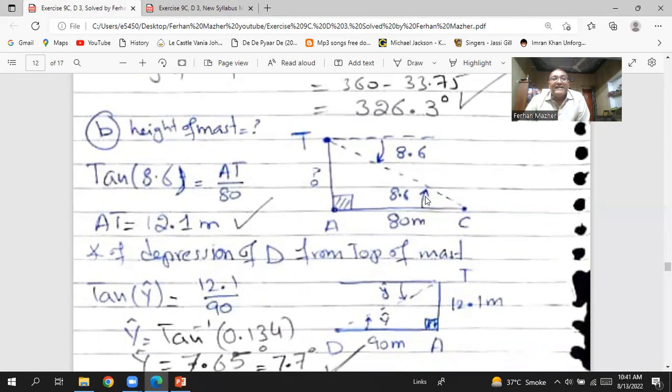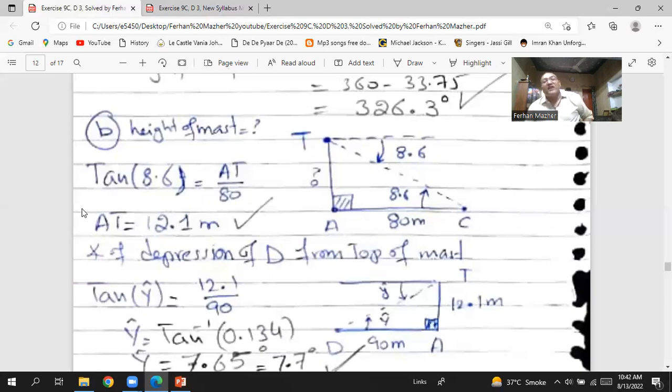So I will apply tan, and I will find the height of that mast. So tan 8.6 will be equal to AT, which is perpendicular, divided by 80, which is the base. So AT will be equal to 80 multiply tan 8.6. That will be 12.1 meter. So the height of the mast is 12.1 meter.